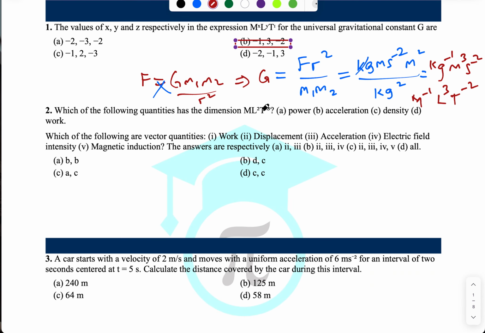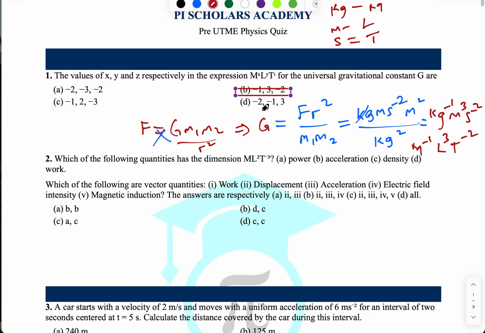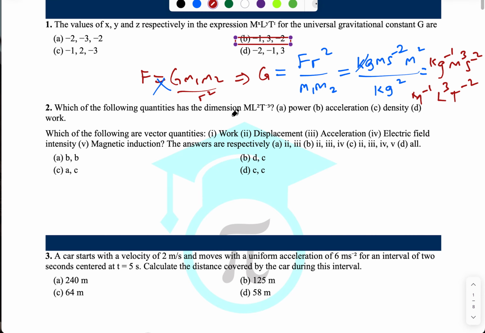Now let's go to question 2. In question 2, we have: which of the following quantities has the same dimension as ML raised to power 2, T raised to power negative 3? So quickly, some dimensions that you should be familiar with are that of power, acceleration, density, and work. It cannot be acceleration because acceleration is LT raised to power negative 2. Now for density, it is mass over volume, and that is M divided by L cubed, so that will be ML raised to power negative 3. That implies that we're left with work and power.